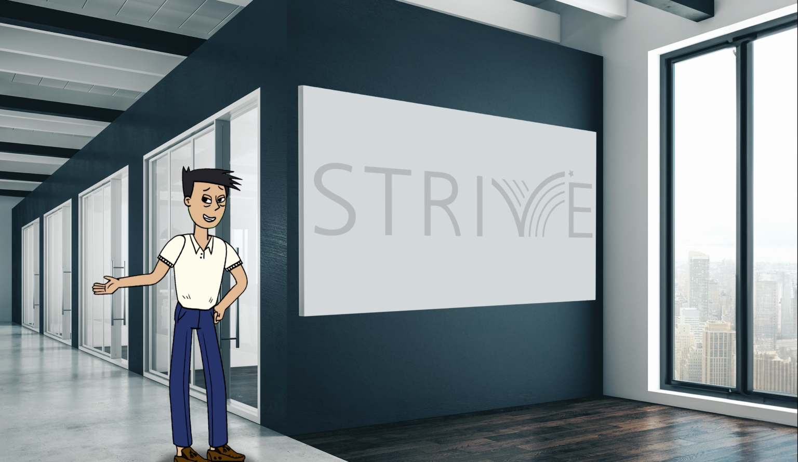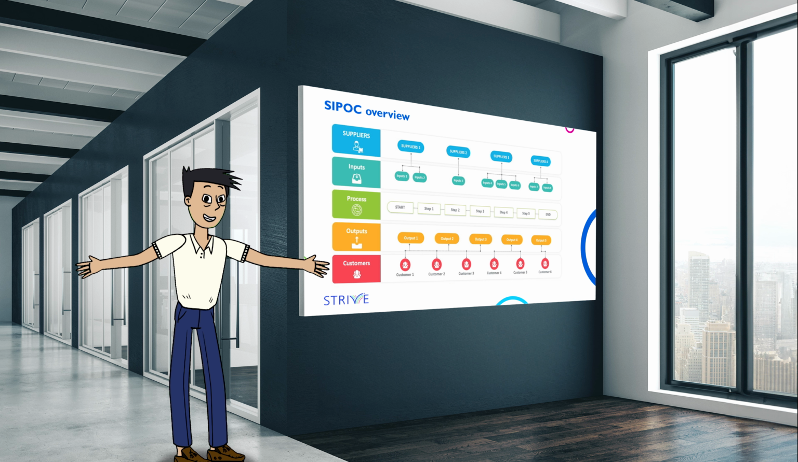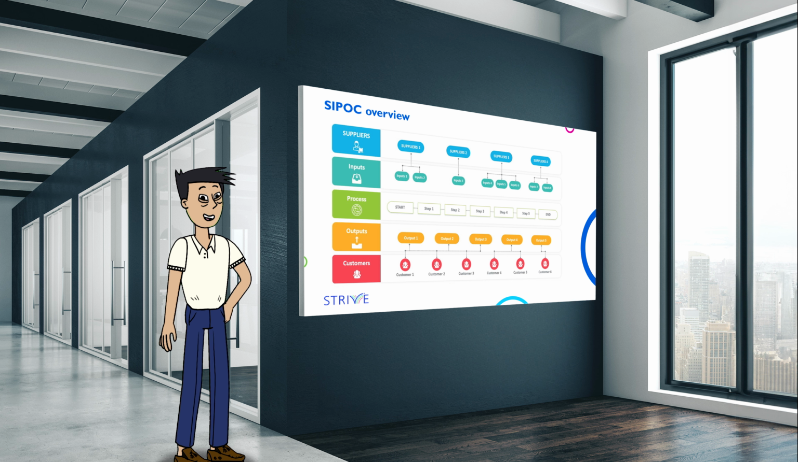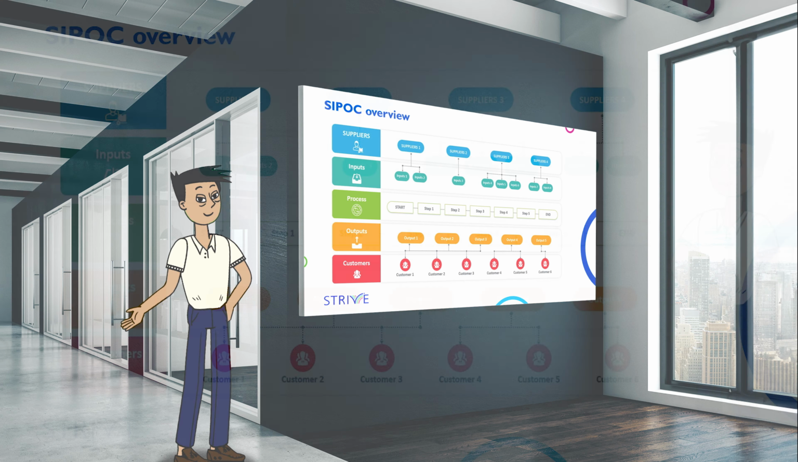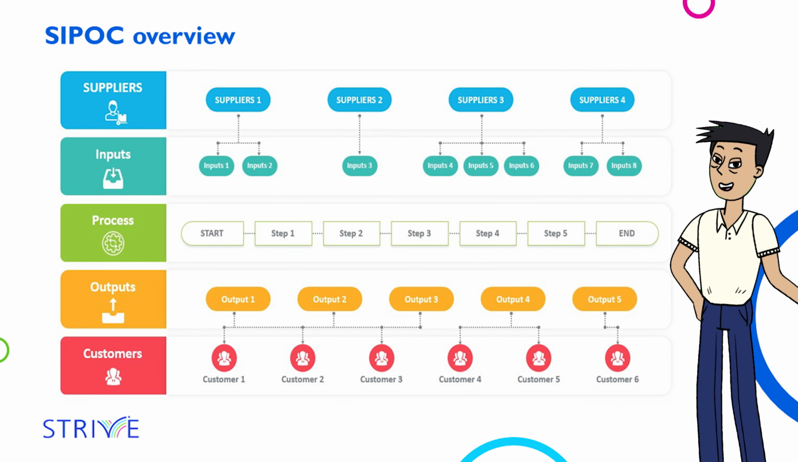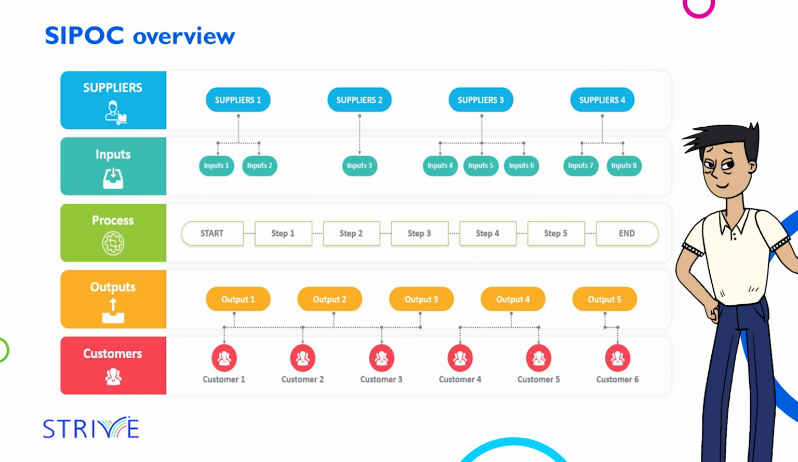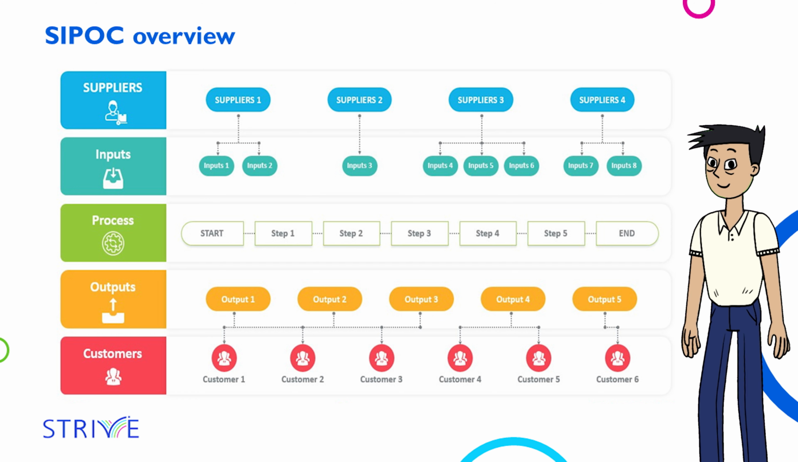So what is a SIPOC and what does it stand for? SIPOC is an acronym for suppliers, inputs, processes, outputs and customers. And as you can see from the visual, each of these 5 elements is contained within its own lane, with the process steps laying centrally.